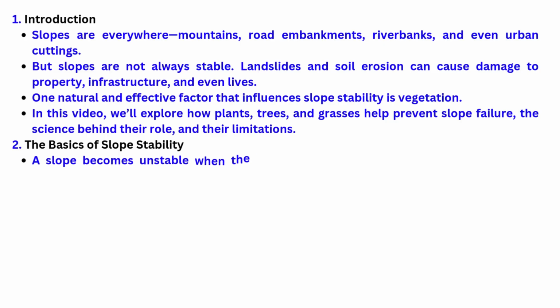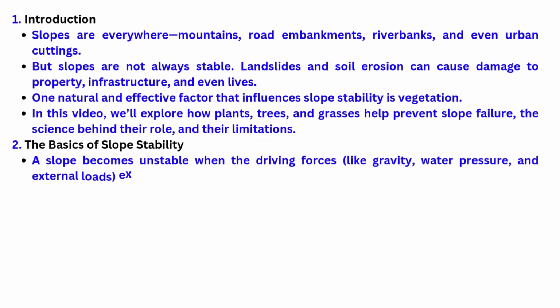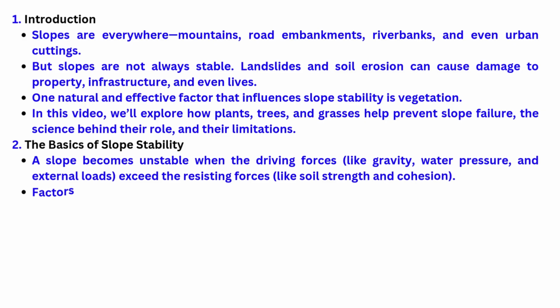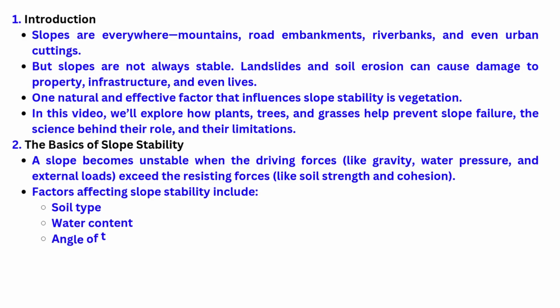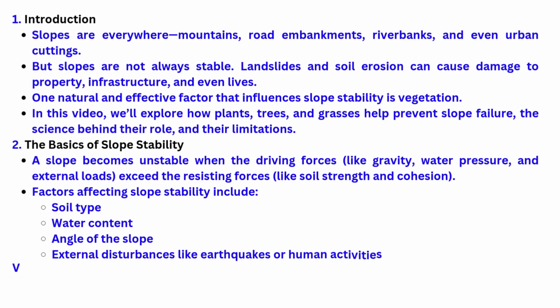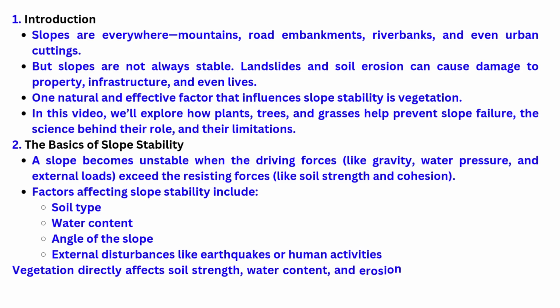2. The basics of slope stability. A slope becomes unstable when the driving forces like gravity, water pressure, and external loads exceed the resisting forces like soil strength and cohesion. Factors affecting slope stability include soil type, water content, angle of the slope, and external disturbances like earthquakes or human activities. Vegetation directly affects soil strength, water content, and erosion processes, making it an important natural stabilizer.